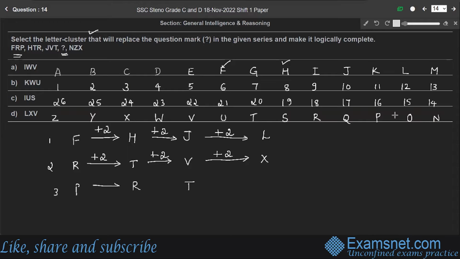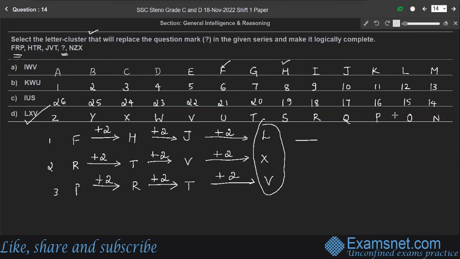Right? Considering all third letters, P is 16, R is 18, so P plus 2 is R. And R is 18, T is 20, R plus 2 is T. Therefore, the third letter of the missing cluster is T plus 2, which is V. Therefore, the missing cluster is LXV. This is LXV, option D is the right answer.